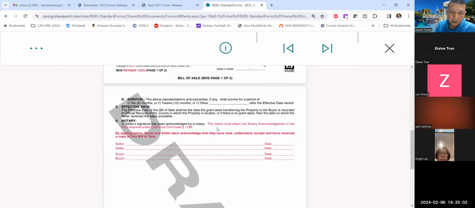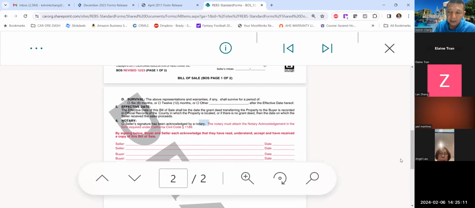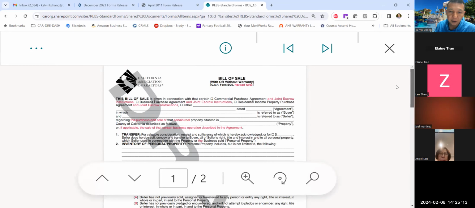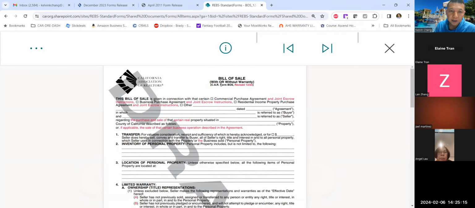Okay. Other than that, it's asking optionally to have it notarized, and you can go ahead and have the buyer and seller acknowledge this bill of sale if this is used in conjunction with a transaction with or without warranty.